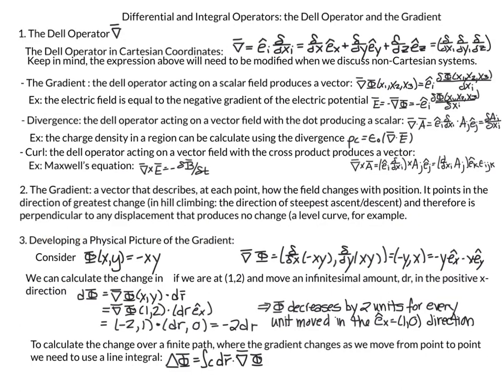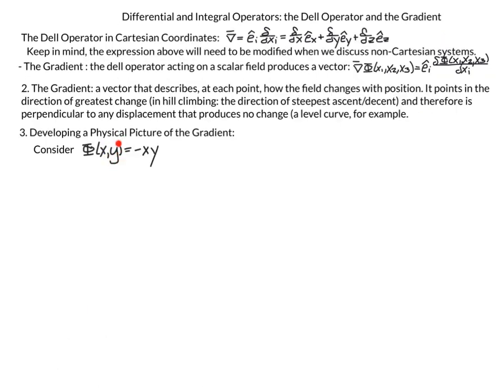Next, we're going to develop a physical picture of the gradient, and we're going to use a simpler function than the electric potential, because that's a more complicated one. We're going to use phi of xy is equal to negative xy. Notice how phi takes a two-dimensional vector and maps it into a scalar. We can choose phi to map a three-dimensional or an n-dimensional vector into a scalar, but we chose a two-dimensional vector just to make it easy on ourselves because we want a graph.